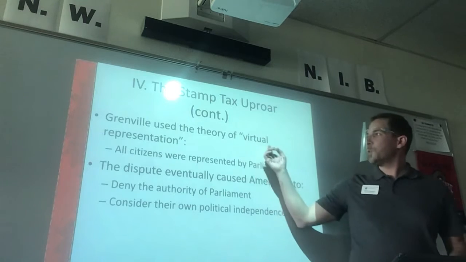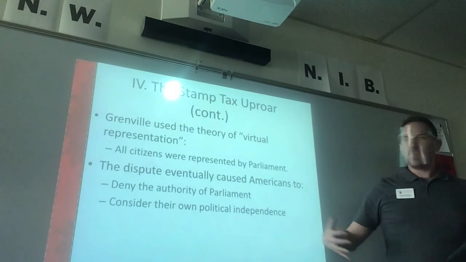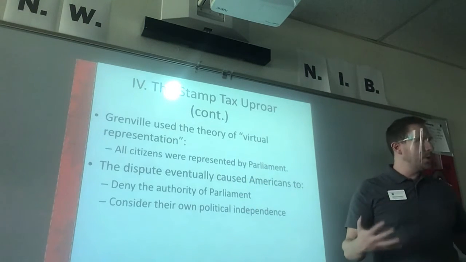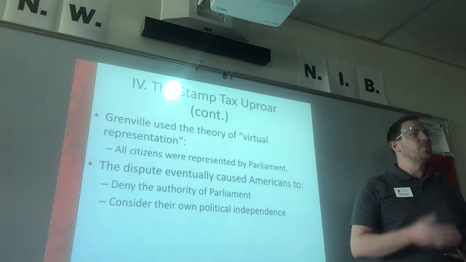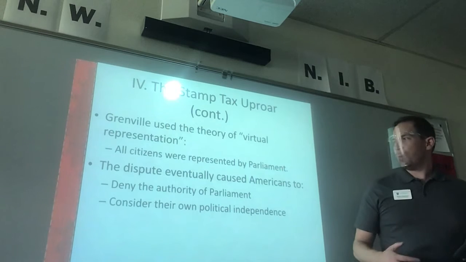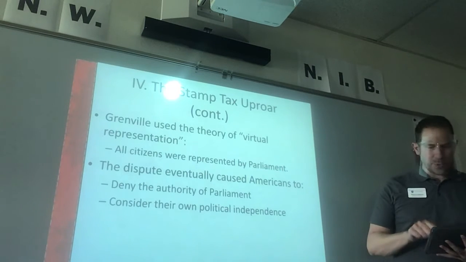Grenville explained it as virtual representation. Since you're a citizen of Great Britain, you're virtually represented there, even though you're not voting and not in Great Britain. That's how he saw it. Kind of important, not overly important.